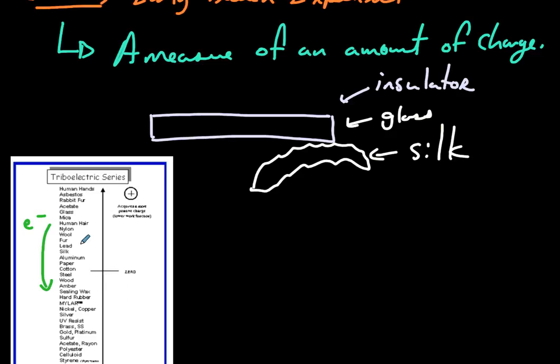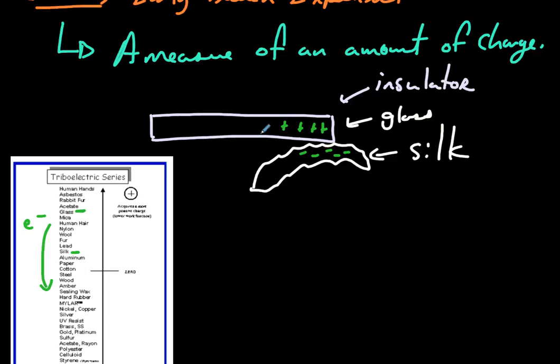So if you see silk is here, glass is here, that indicates that silk will take some electrons away from the glass. And for every electron that gets taken away, that leaves behind a positive charge here and a negative charge there. So you get a stuck positive area inside this insulator and a stuck negative area inside of this insulator.